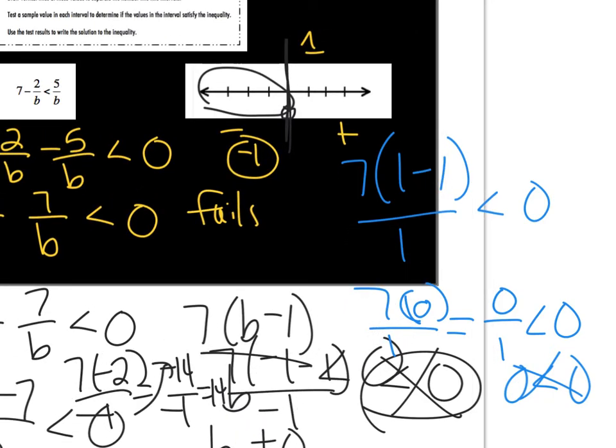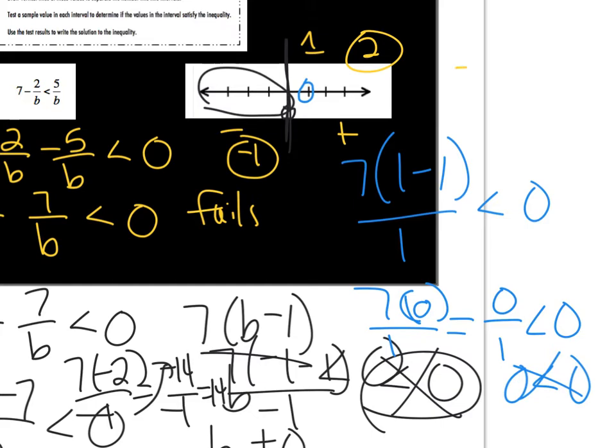So let's take a look at what that means. For 1, that's going to be a 0. So that's where I want to put an open hole. Because it's a 0, I want to put an open hole there. And I want to test one more number. I want to go to the outside, with a number like 2.